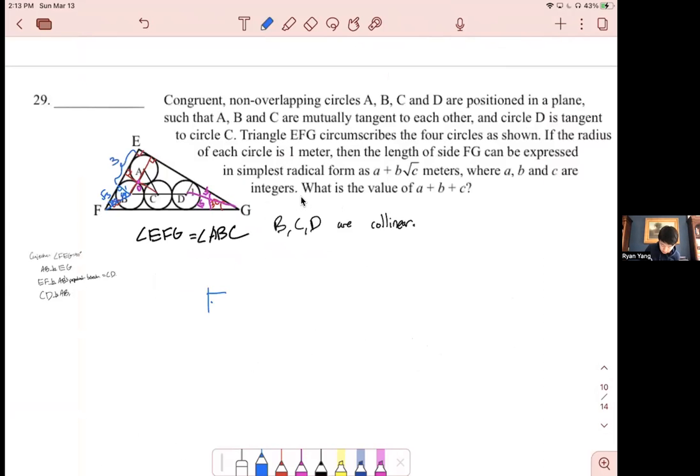So EF equals 3 plus root 3, which means that FG, since EFG is a 30, 60, 90 triangle, is double EF. So this is 6 plus 2 root 3, and then we add them up, and A plus B plus C is equal to 11.